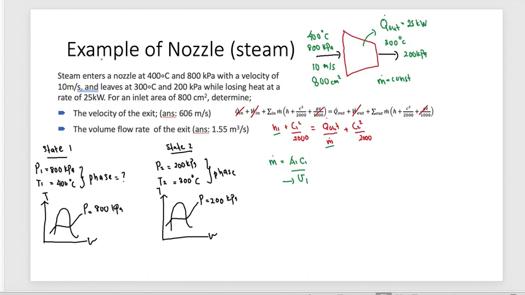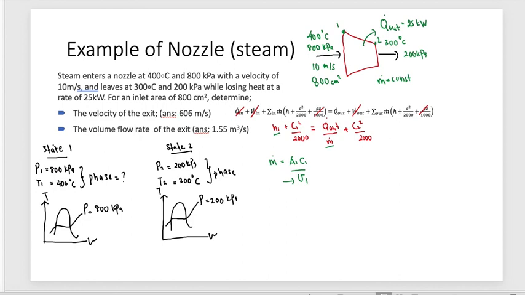Okay, so please be careful. For an example involving steam, you have to identify the phase, because we know for steam and liquid it has 5 phases. Phase number 1 is compressed liquid, phase number 2 is saturated liquid, phase number 3 is mixture, phase number 4 is saturated vapor, and phase number 5 is superheated. So we have to check the phase at state 1 and the phase at state 2. How to find the phase?